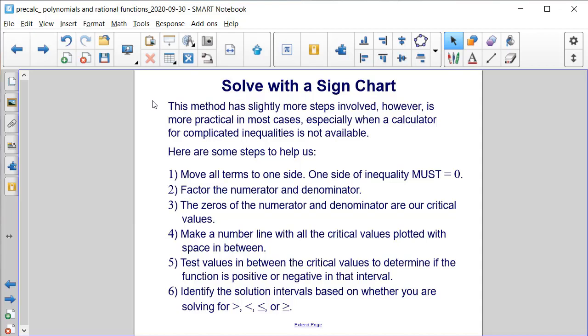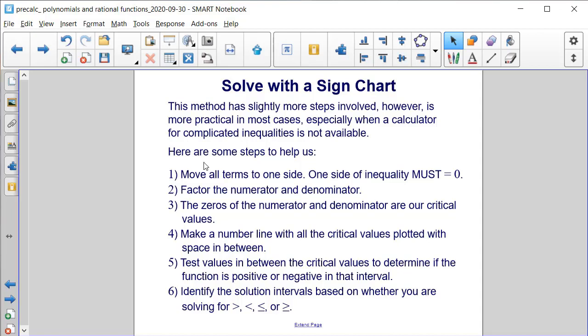Because when you're talking about calculus, you're going to be finding critical values of a function and then determining the function behavior based on some signs and stuff like that. So this is kind of a precursor to what you're going to be doing a little bit more next year or in the next course.